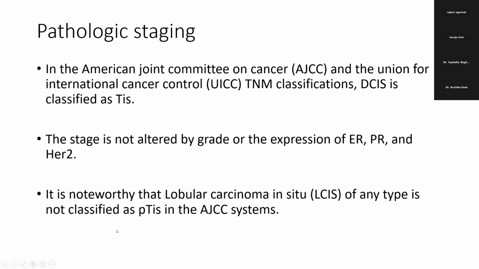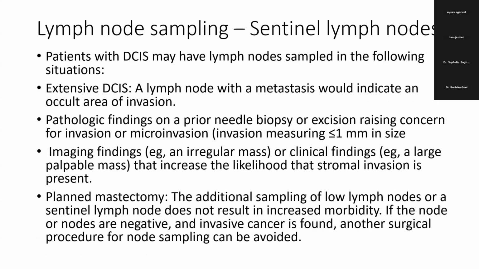In the American Joint Committee on Cancer and the UICC TNM classifications, DCIS is classified as Tis. The stage is not altered by grade or the expression of hormone receptors. And it is noteworthy that lobular carcinoma in situ of any type is not classified as pTis in the AJCC systems. Of course, the lymph node sampling again.